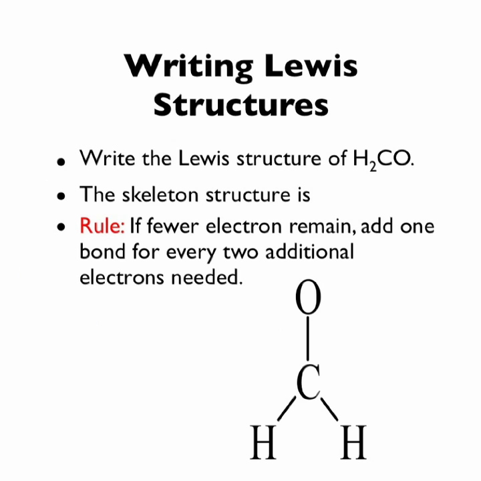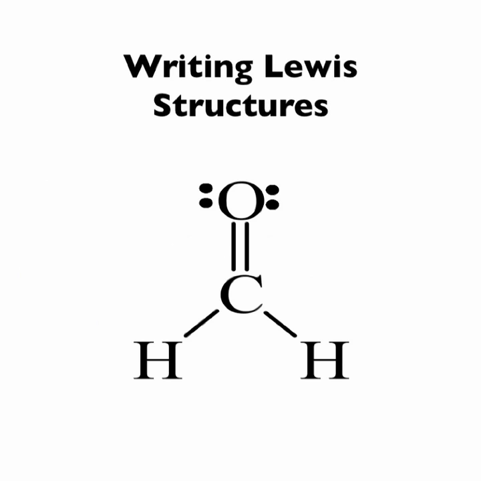For each atom to have 8, carbon needs 2 and oxygen needs 6. So in this molecule, we need 8 more electrons. We only have 6. We do not have enough electrons. So there is a rule that if we have fewer electrons remaining than those we need, for each 2 electrons that we need, we form one more bond. So this means that for formaldehyde, we will create another bond between the carbon and the oxygen. This is called a carbon-oxygen double bond. This double bond contains 4 electrons.